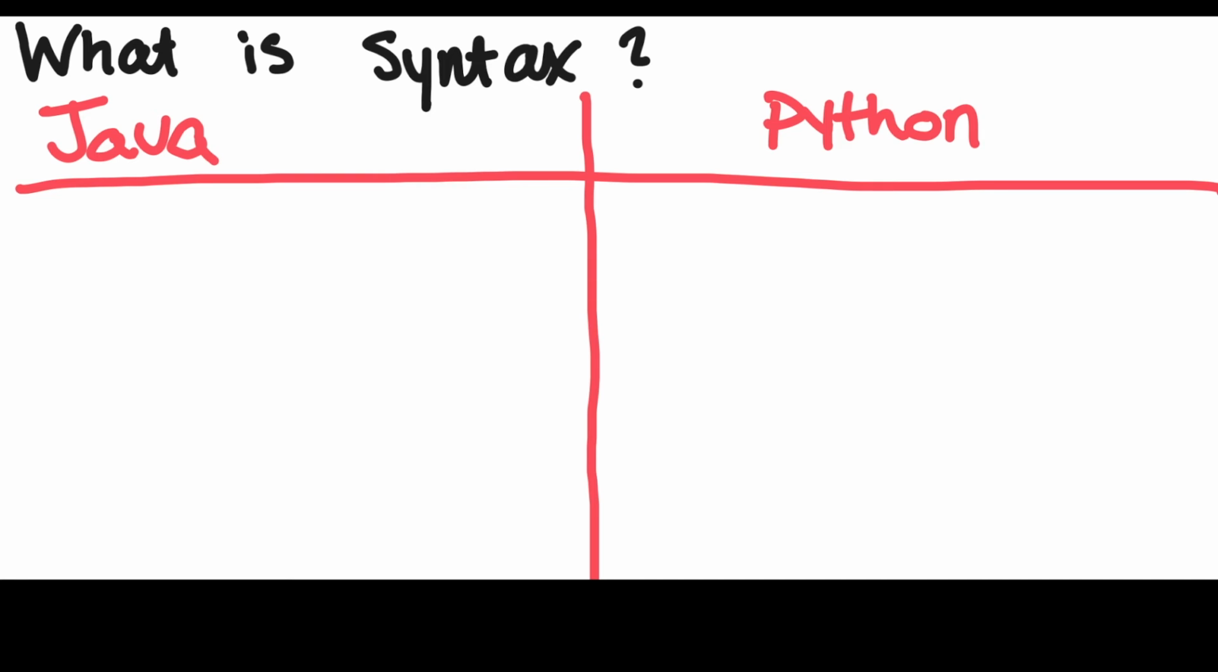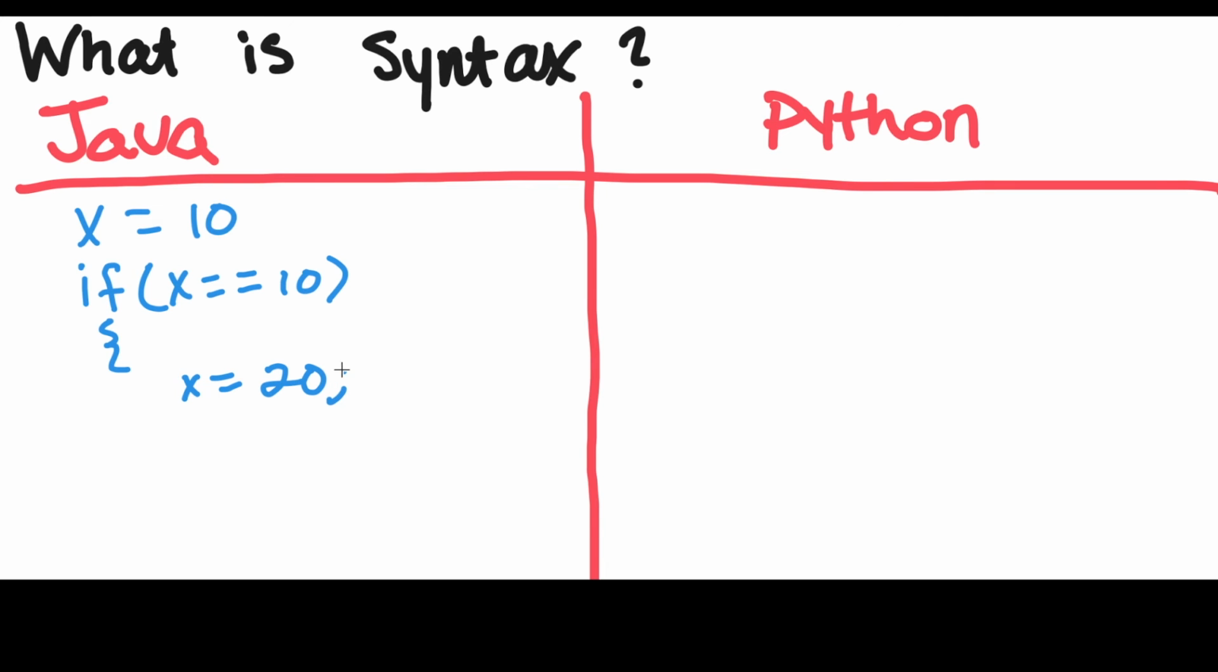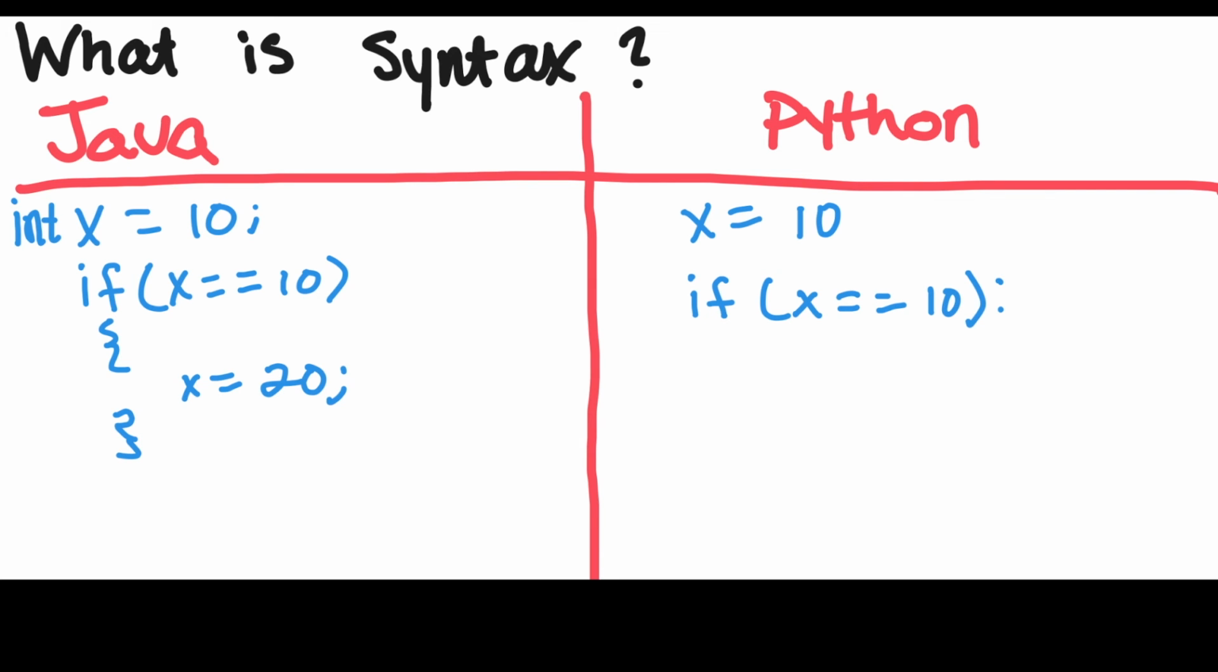Now, I'm just going to write an example here. In Python: x equals 10, if x equals 10, x equals 20. In Java: I'm just going to say x equals, and that needs an int, and I'm going to say x equals 10 here. And then I'm going to say if x equals 10, x equals 20. I'm just going to circle a few differences here. This is the same code, and all it's saying is if x equals 10, so x equals 10 in both of these, if it equals 10, set x to 20.